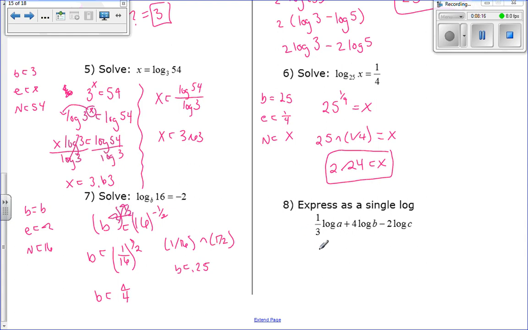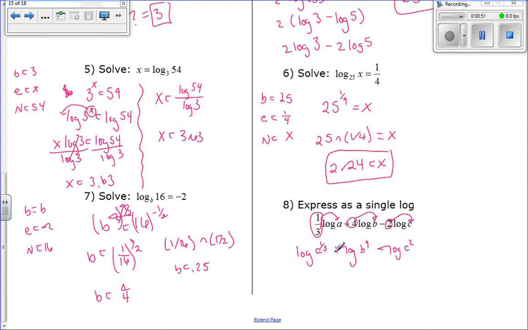For number 8, express as a single logarithm. This is when I'm going to condense. 1/3 becomes an exponent. 4 becomes an exponent. 2 becomes an exponent. So I have log of a to the 1/3 power plus the log of b to the 4th power minus the log of c to the 2nd power.